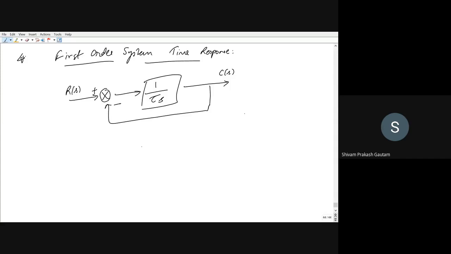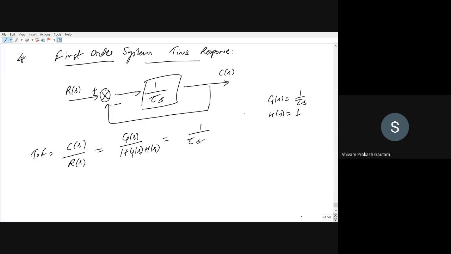And for this, we have calculated C(s) upon R(s), that is output upon input. We generally call it the transfer function. And the formula for this is G(s) upon 1 plus G(s) into H(s). This is the formula, right? In this case, G of S is equal to how much? 1 upon tau s, and H of S is equal to how much? 1. If you substitute all the values of G(s) and H(s), you will get tau s plus 1.